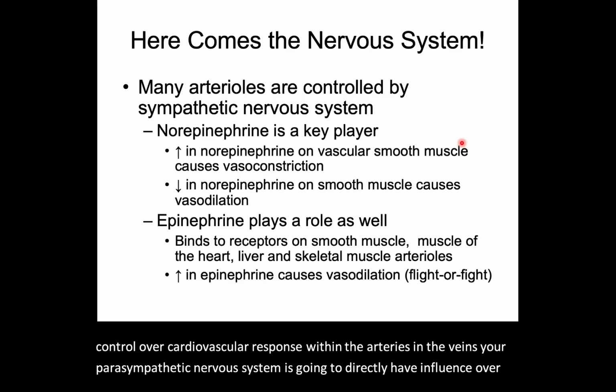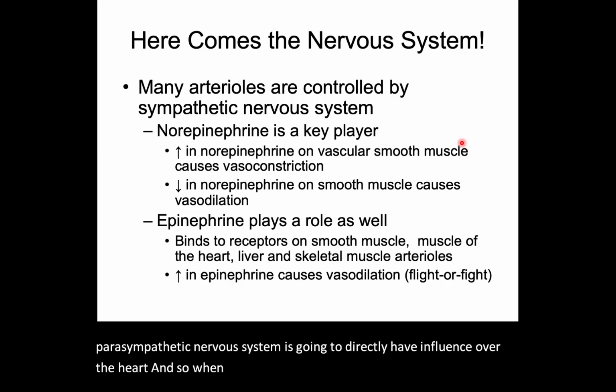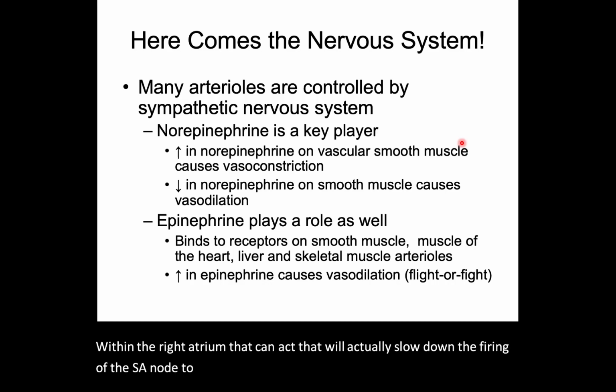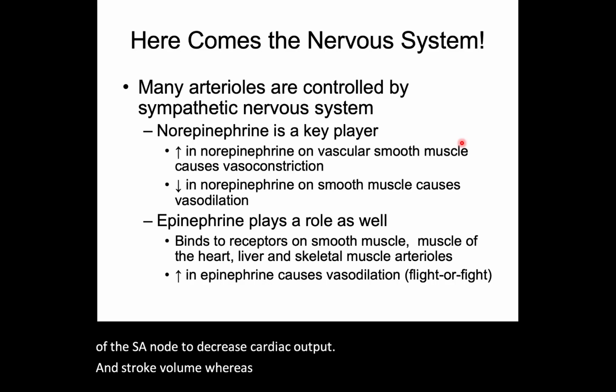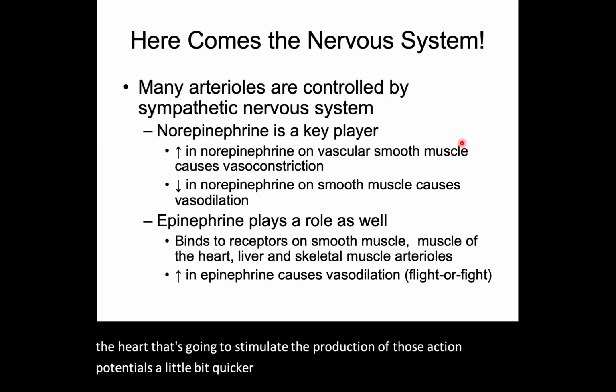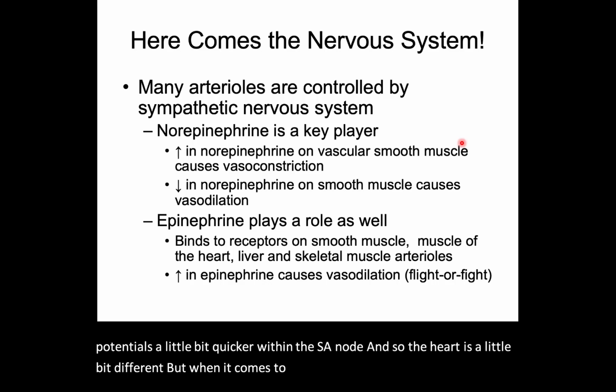And so when acetylcholine is released into the sinoatrial node within the right atrium, that will actually slow down the firing of the SA node to decrease cardiac output and stroke volume. Whereas if epinephrine kicks a little bit higher within the heart, that's going to stimulate the production of those action potentials a little bit quicker within the SA node. And so the heart is a little bit different, but when it comes to the vasculature and the arterioles, we're dealing specifically with epinephrine and norepinephrine.